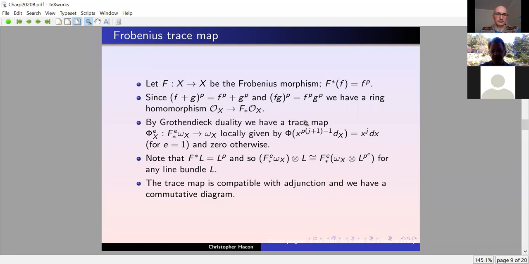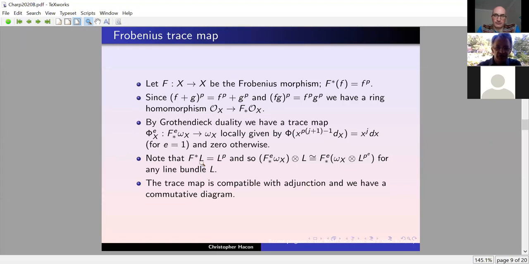By Grothendieck duality, we get a corresponding trace map from the pushforward of the canonical line bundle of X to the canonical line bundle of X. So think for now that X is maybe smooth. If X is smooth, then this is locally given, and you can write it down in local coordinates. If you have x^(p^(e)(j+1)-1) dx, then for e equals 1, this will get sent to x^j dx. And the powers of x not listed here will just get sent to 0.